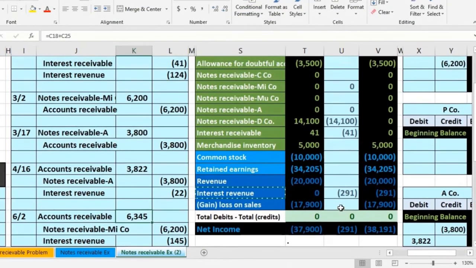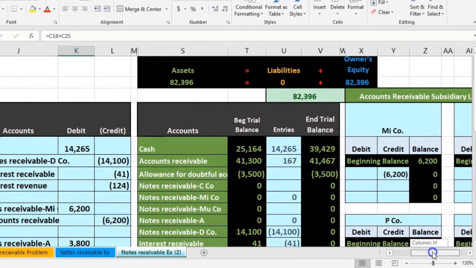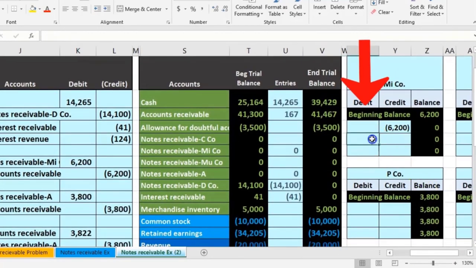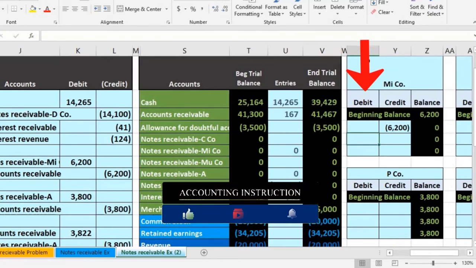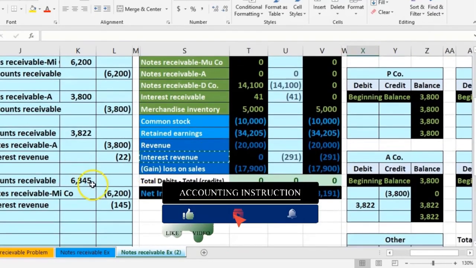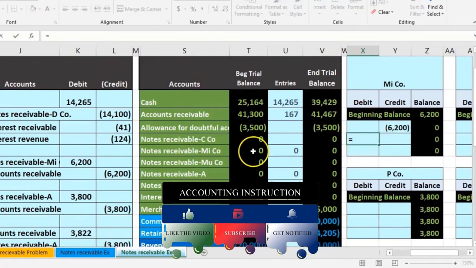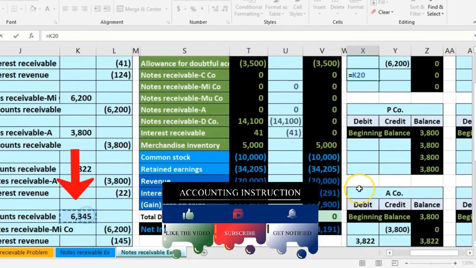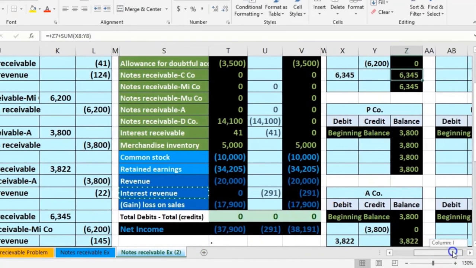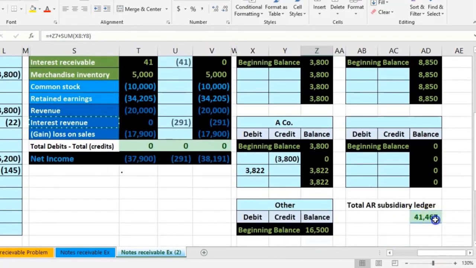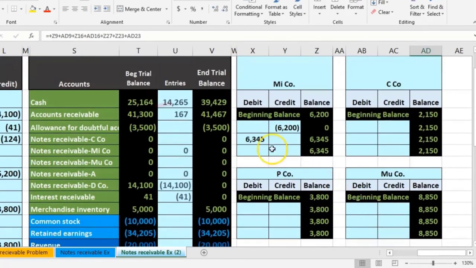But it's going back into the receivable here. We also need to put that in the receivable for MI. It's going to go back on the books. So we're going to put it in X8. We're just basically recording the same amount in the subsidiary ledger by customer. So that equals this 6,345, bringing the balance back up. Then if we look at all the receivables, it sums up to 41,467, which matches the 41,467 here on the trial balance.